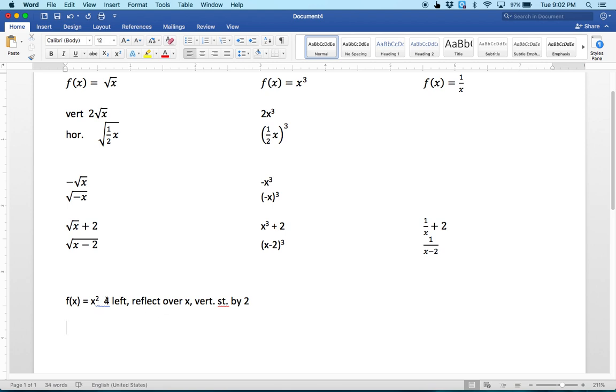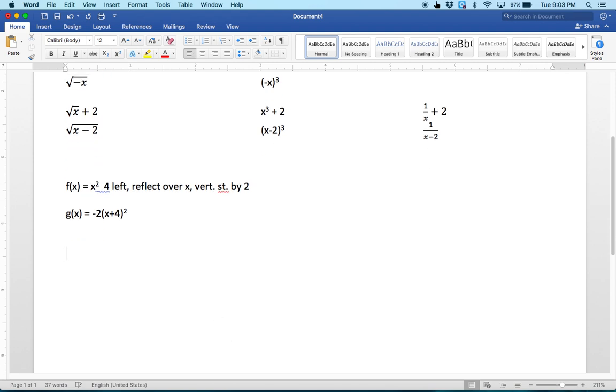Now, if you think about this, 4 to the left, that's going to be horizontal, and horizontal is opposite, so it would be x plus 4 inside. So the squared has to go outside the parentheses. A reflection over the x-axis, again, think the x-axis is the horizontal one. So if you flip over the x-axis, that categorizes it as vertical. So I would need a negative out there to make the reflection. And since it's a vertical stretch, the 2 is what would go out here. So our new function, let's call it g of x, in this case would be negative 2 times (x plus 4) squared.